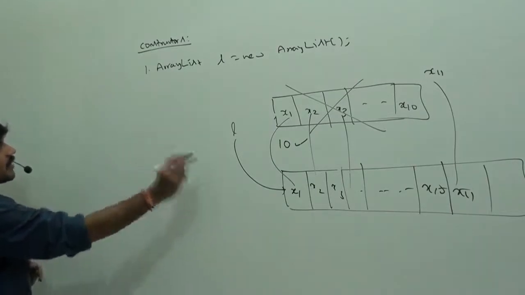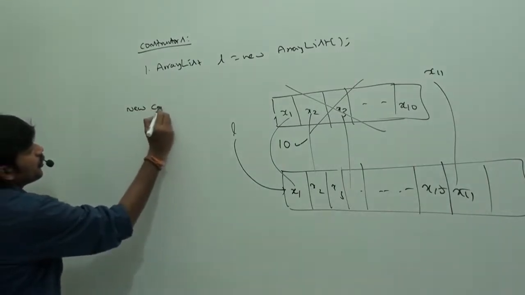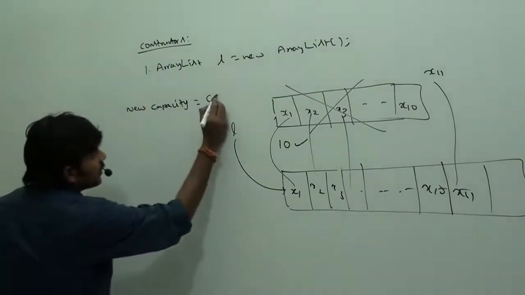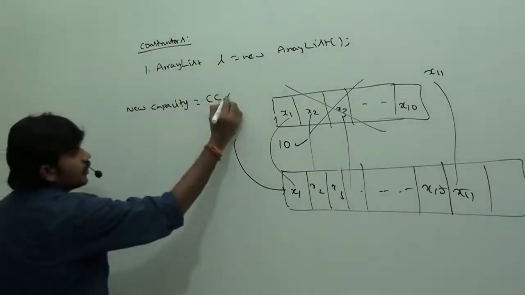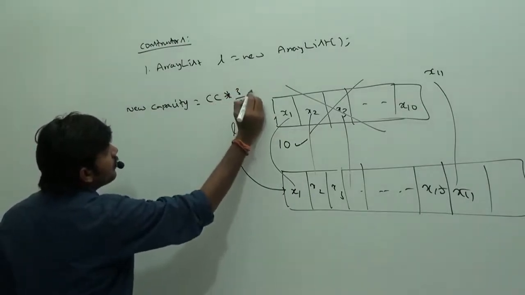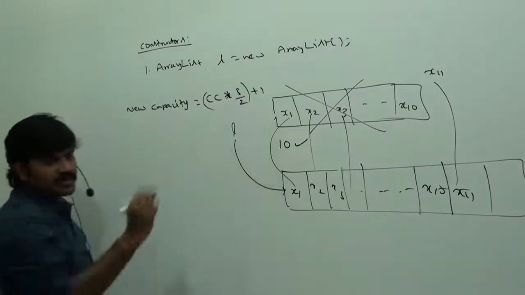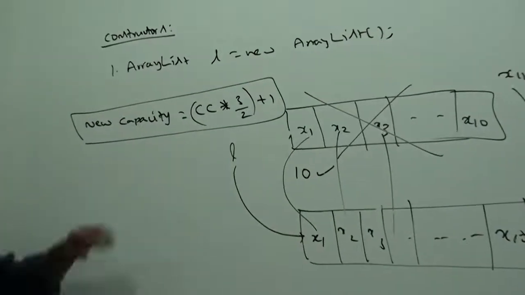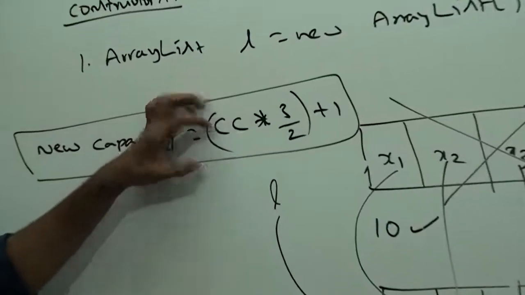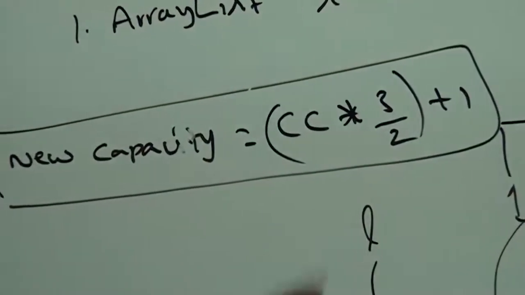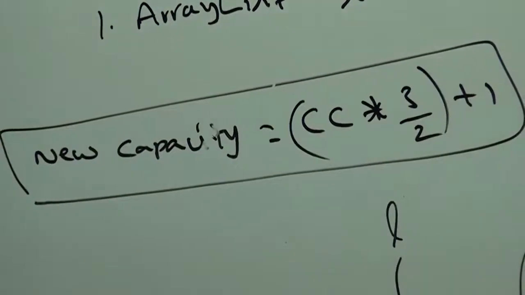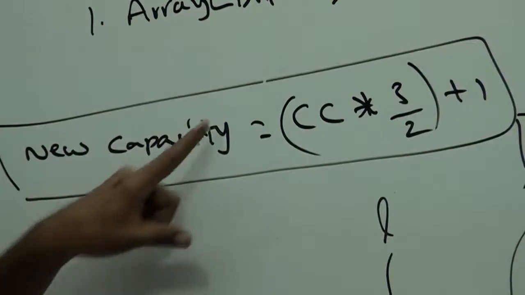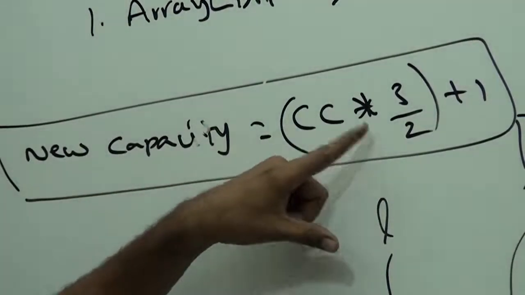The new capacity is equal to current capacity * 3/2 + 1. Current capacity * 3/2 + 1. This is the formula followed. Is it clear for all of you? Once an ArrayList reaches its max capacity, a new ArrayList object will be created with the new capacity equal to current capacity * 3/2 + 1.